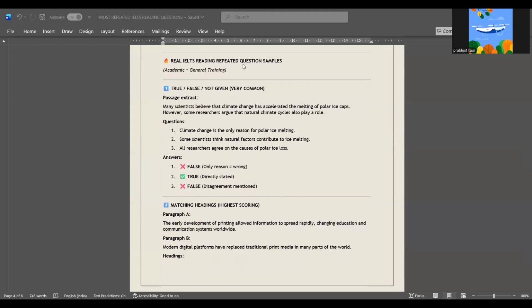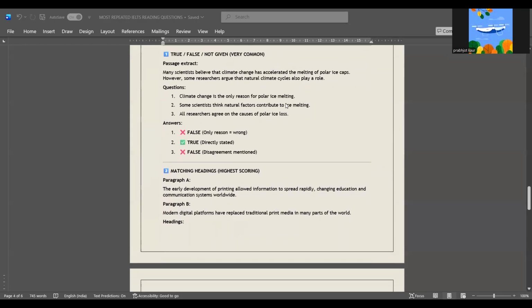And real IELTS reading repeated questions and samples. True, false, not given are very common. So here is a small paragraph. Many scientists believe that climate change has escalated the melting of the polar ice. Climate change is the only reason for the polar ice melting.